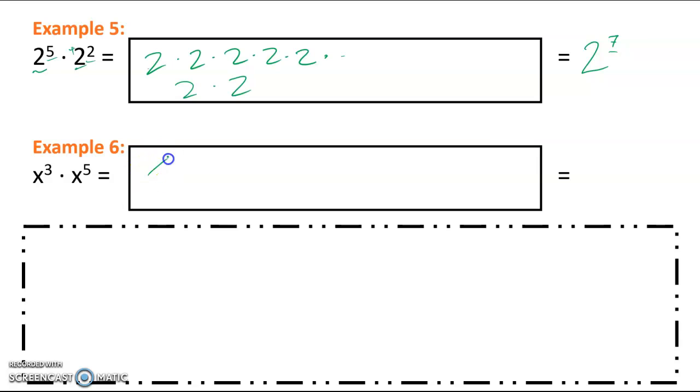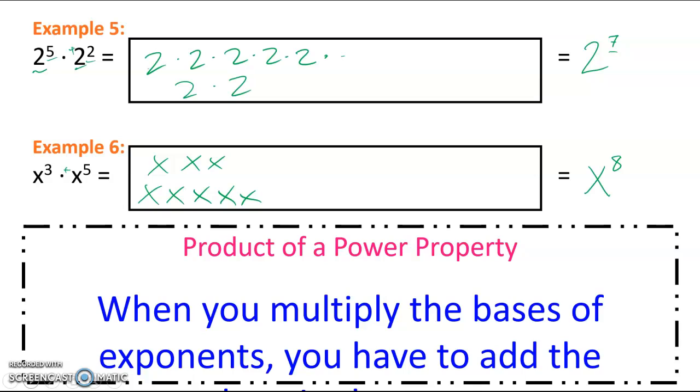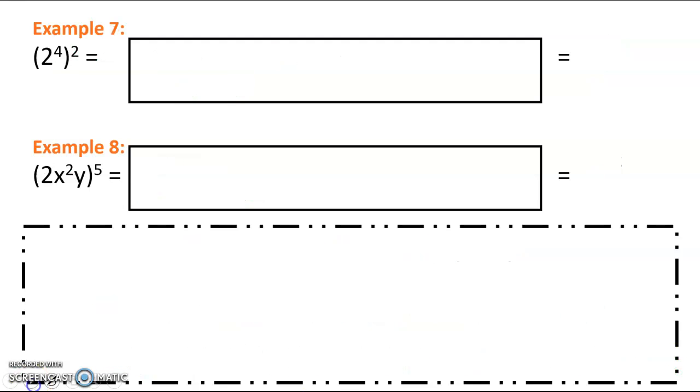If we do the same idea over here, you get x cubed, that's 3 x's, times 5 x's, which is 1, 2, 3, 4, 5. You count up how many x's you have, 1, 2, 3, 4, 5, 6, 7, 8. x to the 8th power, and hey, look at that, 3 plus 5 equals 8. So that's the product of powers property. When you multiply powers with the same base, you have to add the exponents. It's a little off the screen there, so I apologize. Fairly simple enough.